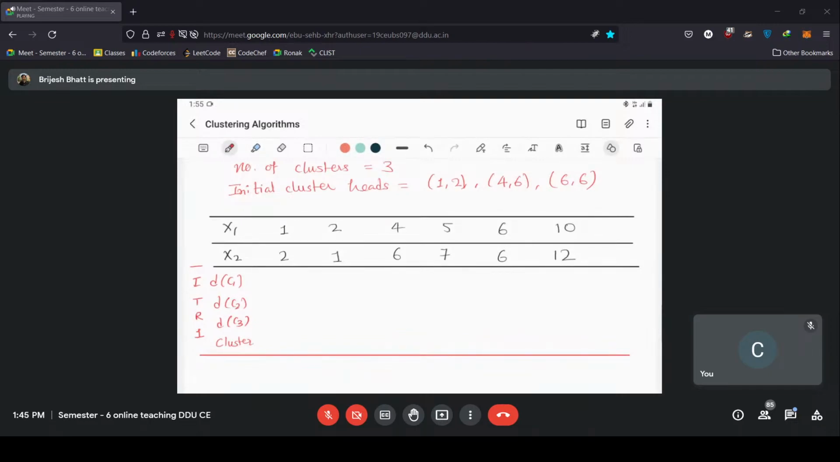Would this say DC1, DC2, and DC3? What does that mean, Ujjwal? So DC1 is the distance of the data point from C1, DC2 is the distance of the data point from C2, and DC3 is the distance of the data point from C3. So (1, 2) is the data point. If you want to go with this notation, we may call it P1, P2, and so on.